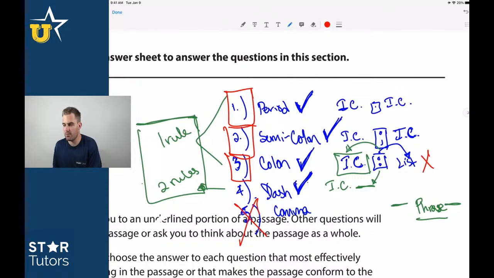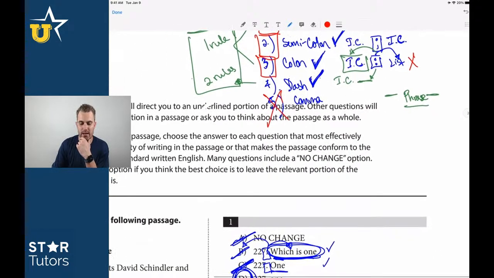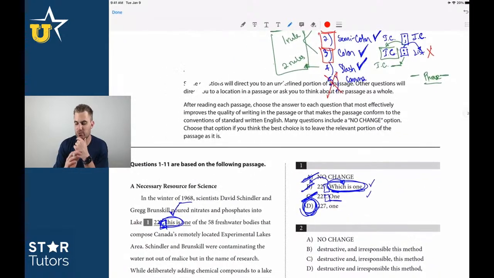All right, guys, everybody ready to move on to the math section? Everybody ready to move on to math? Any other questions related to writing and language?